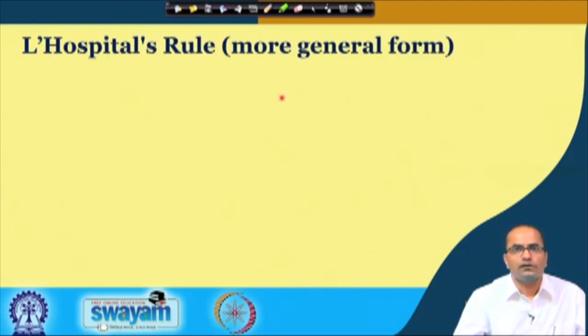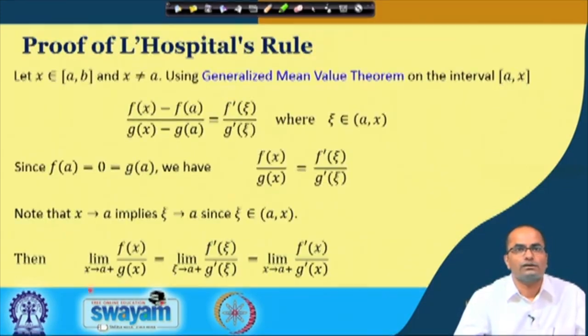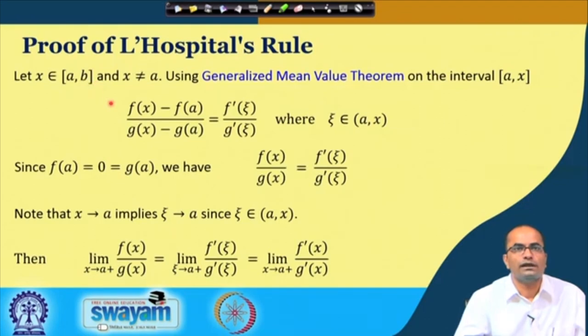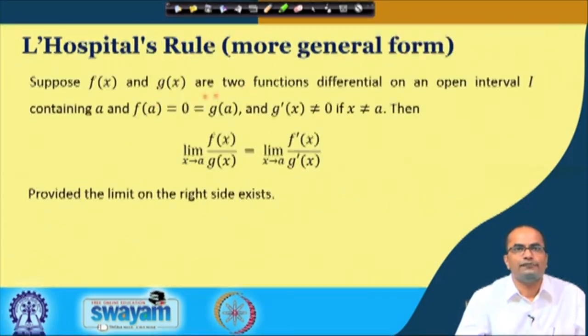There is a slightly more general form of this L'Hopital rule, because we note here that we have taken x to a from the right side, since we had taken the interval for the functions as a to b. So, this is a more general form: if f and g are two functions differentiable on an open interval I, and naturally they are also continuous on this I containing a, and f a is 0. So, now a is somewhere inside the interval, not at the boundary. So, if we have f a is equal to 0 is equal to g a, and g prime x is not equal to 0 in this interval if x is not equal to a; at x equal to a, anything can happen, we do not need such restrictions on g prime.